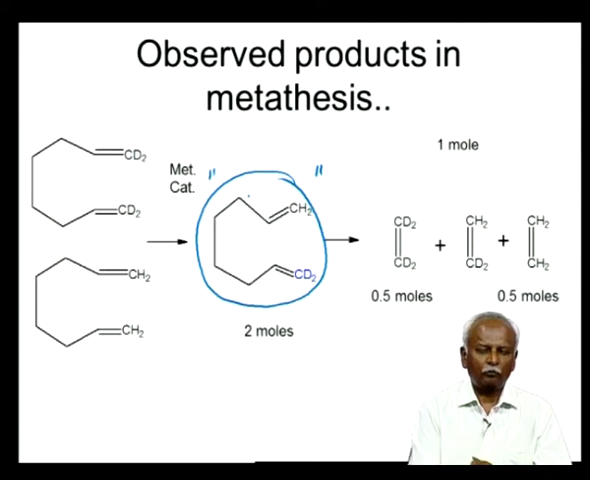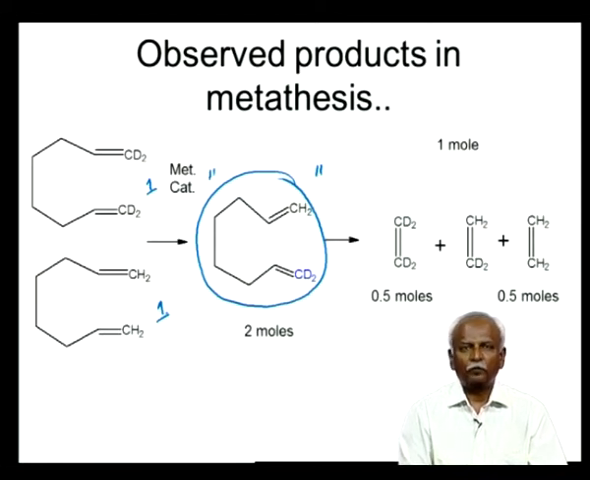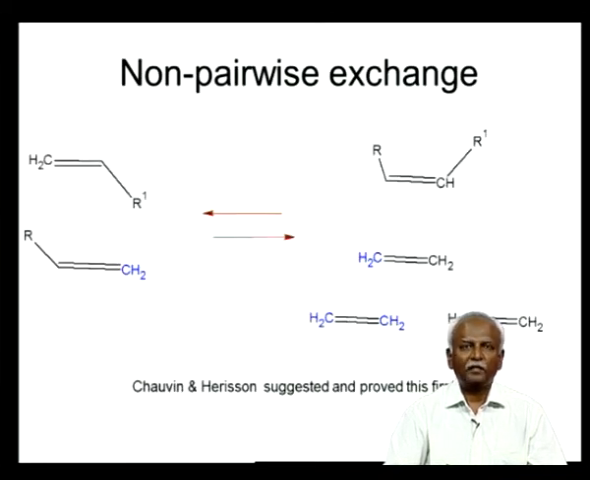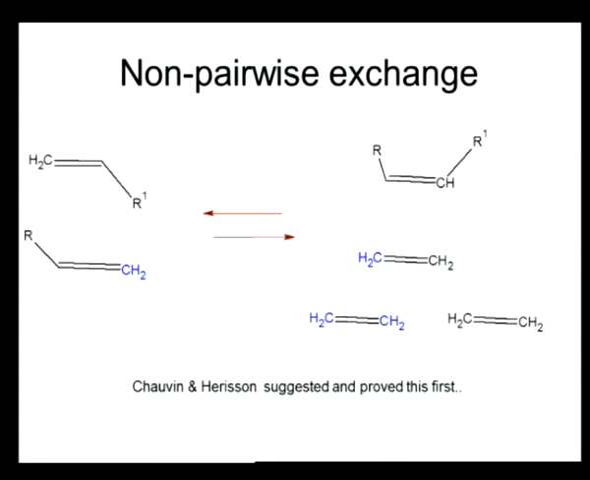So, 1 mole of the fully deuterated reactant and 1 mole of the non-deuterated reactant should give us only the non-deuterated ethylene and the fully deuterated ethylene. It cannot result in the formation of the olefin which is 50% deuterated. This is clearly indicating the fact that a non-pairwise exchange of olefins is being carried out.